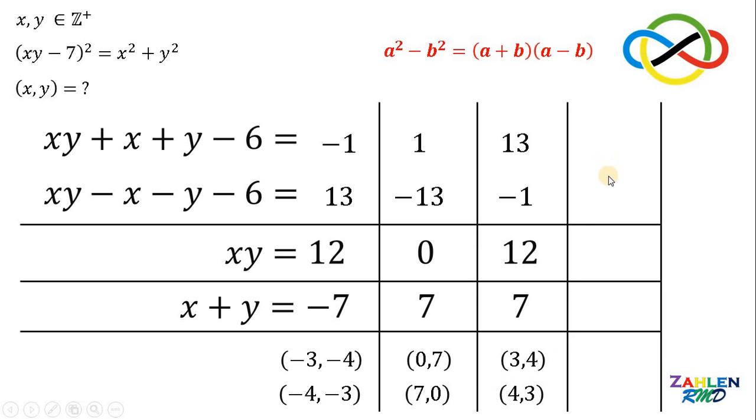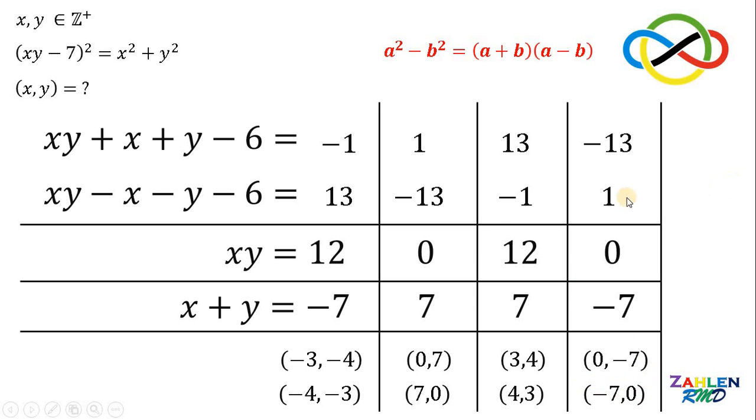Now let's start with the last case. If the first equation must be 13 and the second equation must be 1. Now if we add these two equations, we get the value of xy must be 0. And if we subtract these two equations, we get the value of x plus y must be negative 7. Now the only possible values for x and y, wherein x and y are integers, is when x is 0, y is negative 7, and when x is negative 7, y must be 0.